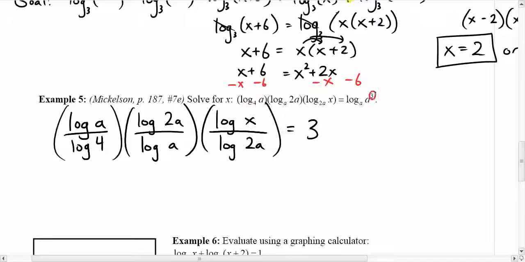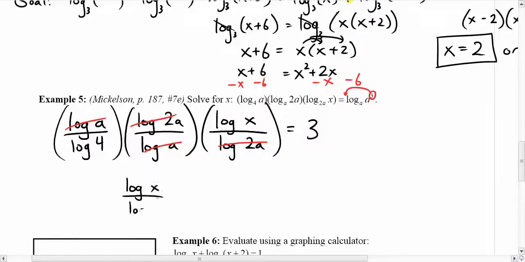You can also do this by taking the 3 to the front. Log base a of a is 1. Now, do you see what happens on the left-hand side? Log a and log a are the same. They can cancel. Log 2a and log 2a are the same. Anything that's the same on the top and the bottom can cancel. How fantastic is this?